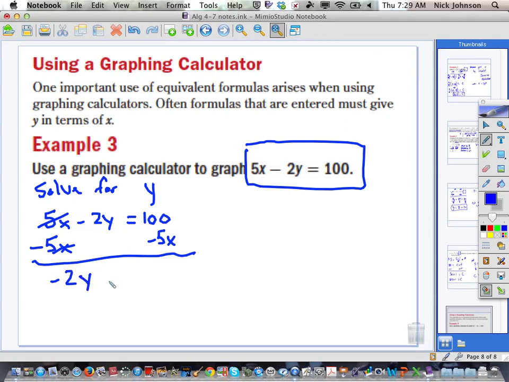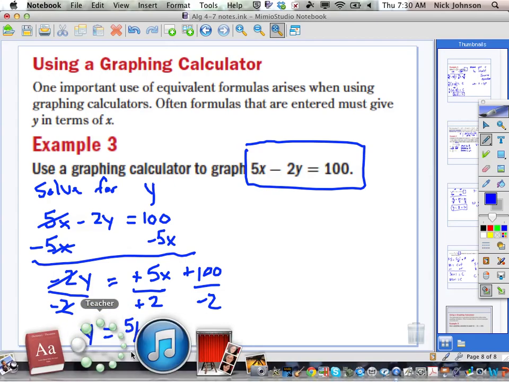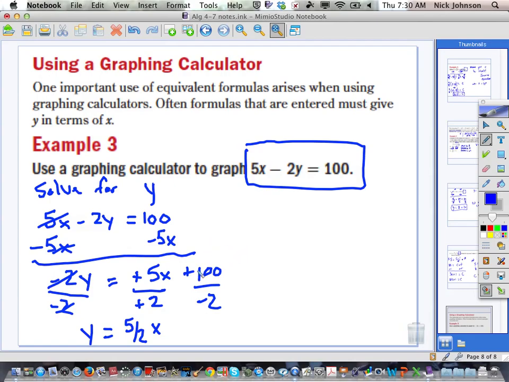Leaves me with the negative 2y is equal to a negative 5x plus 100. Can't combine those. Different things. Got to get y by itself, so I got to divide by a negative 2. When I divide by a negative 2, I get y equals a negative divided by a negative is positive. I just leave this as 5/2 x. It's fine leaving it like that. Some of you are going to write it as 2.5. I'm fine with that. A positive divided by a negative becomes a negative. 100 divided by 2 is 50.